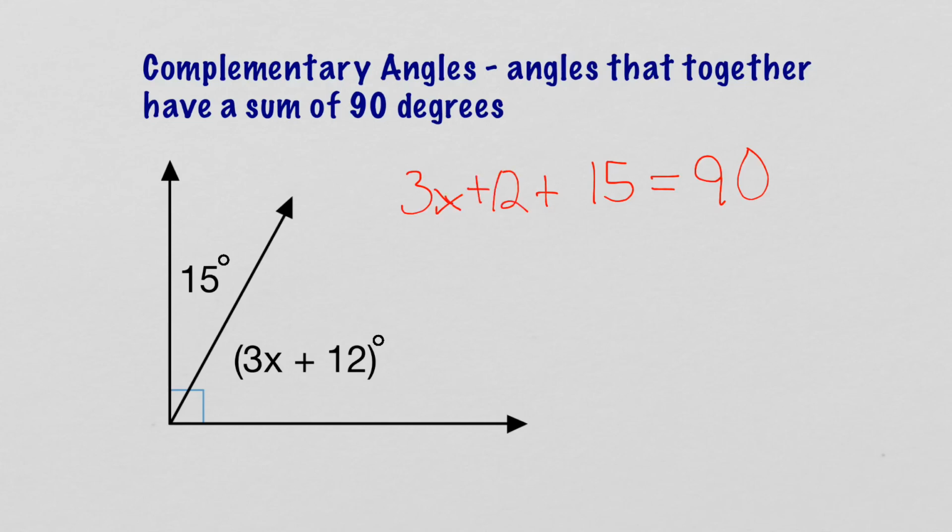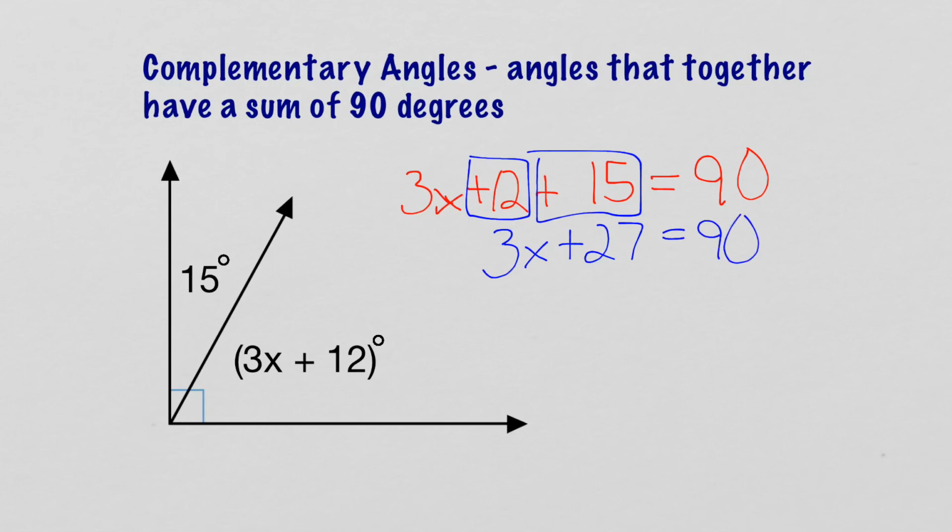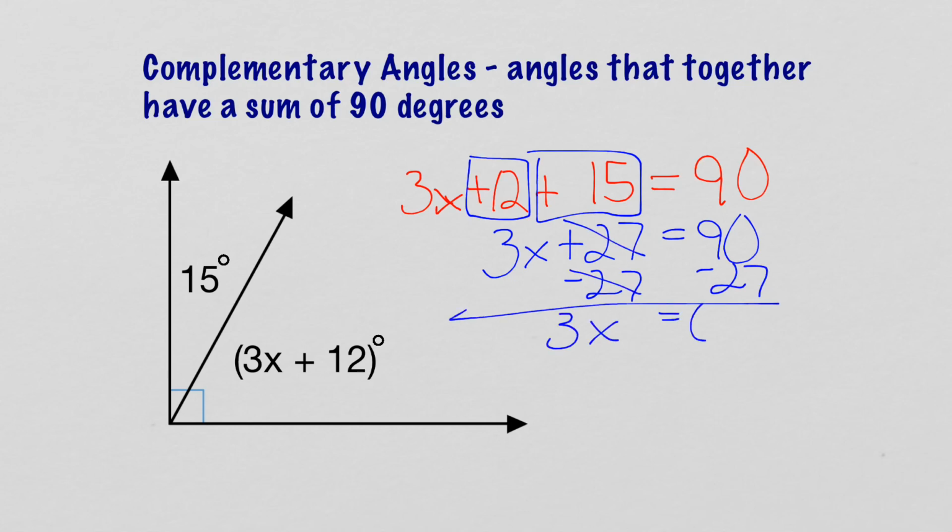So together they equal 90 degrees. I go ahead and I solve that. So first I'll combine like terms. So it turns into 3x plus 27 equals 90. Go ahead and solve that. So subtract 27 from both sides. I am left with 3x equals 63. Divide by 3. 63 divided by 3 is 21.